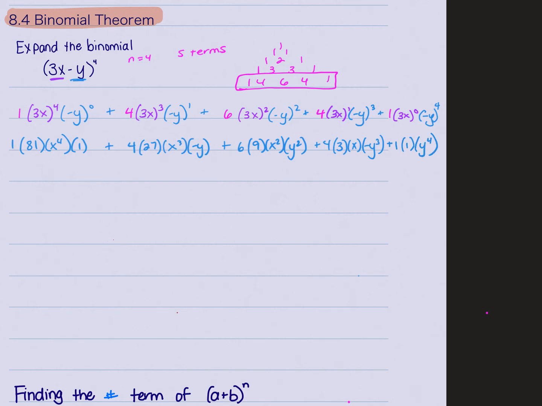Then we multiply it out. So 81 x to the 4th. 4 times 27 is 108, and there's a negative here, so negative 108 x to the 3rd y. 6 times 9 is 54, x squared, y squared. 4 times 3 is 12, but there's a negative there, so negative 12, x, y to the 3rd. And then a positive y to the 4th.